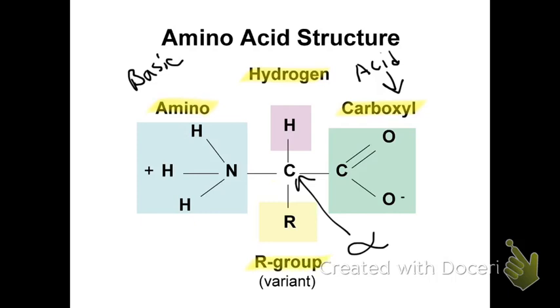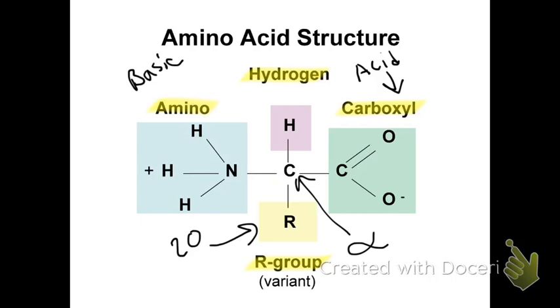the R group. Now the R group is a variant group. It means it changes from amino acid to amino acid. It is the R group that makes the amino acid different or unique. There are 20 different R groups that you need to become familiar with. You do not have to memorize all of the R groups, you just need to be familiar with them. Okay? Now, if you have some questions about the basic structure of an amino acid, write those questions down and we can discuss it in class a little bit later.